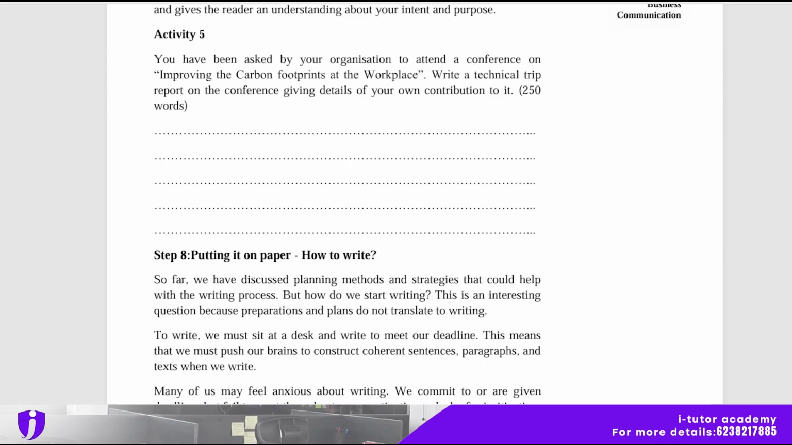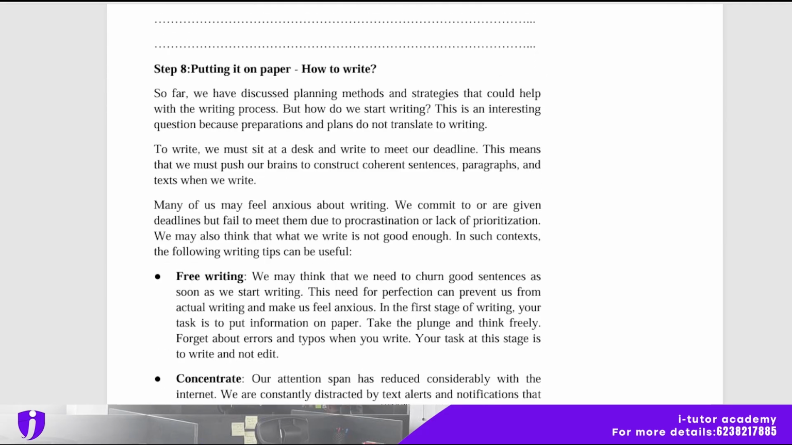And step 8 is put it on paper, how to write. So you have done your research, and you have created this skeletal structure, everything. And the final step is to write the final answer or final paragraph.